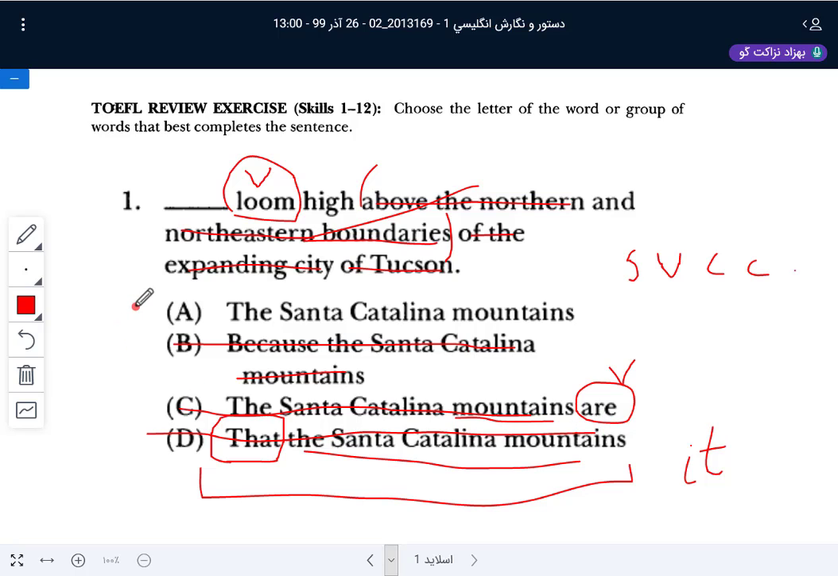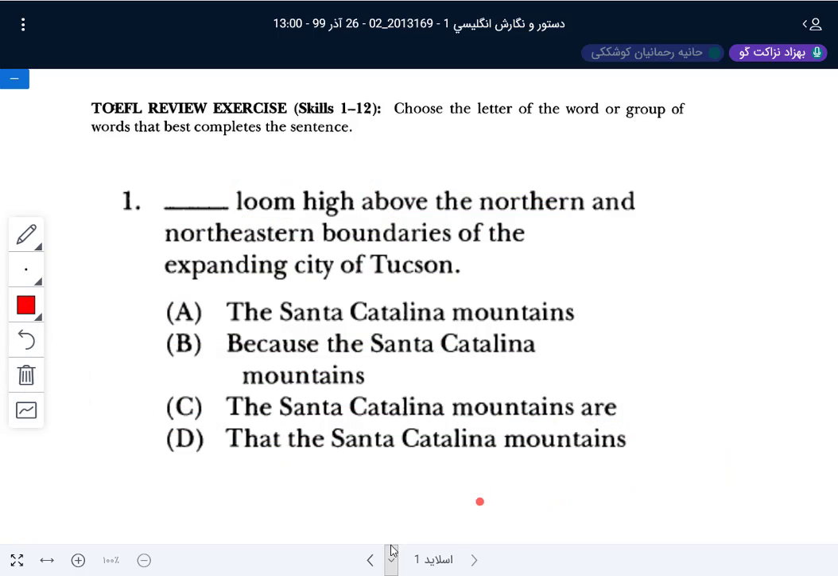And as you said, choice A is the best choice. The Santa Catalina Mountains is the subject, loom high above, and loom is the verb, and the rest of the sentence is the complements. So let's go to the next one.